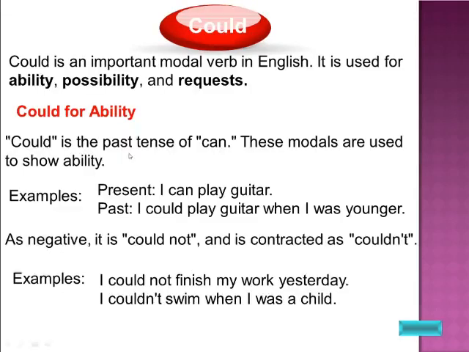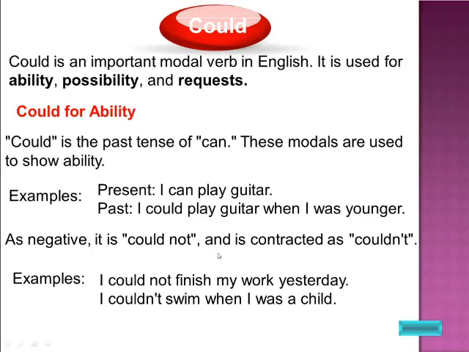Could for ability. It is an important modal verb in English. It is used for ability, possibility and request. Could is the past tense of can. These modals are used to show ability. For example, I can play guitar. I could play guitar when I was a singer.